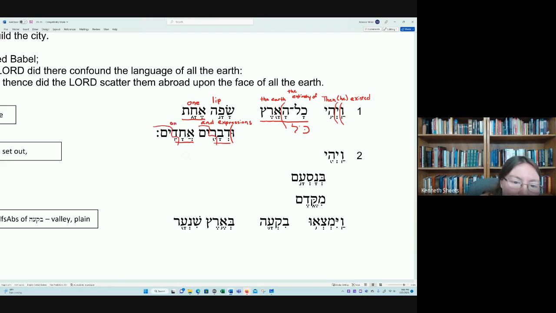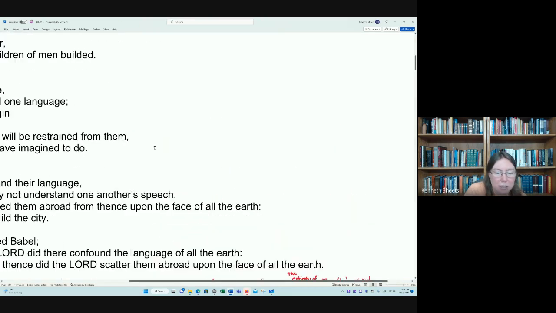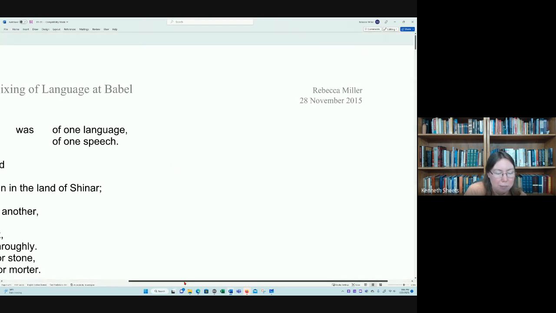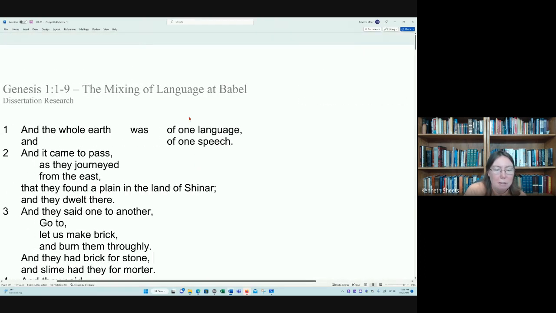So, ones. And expressions, ones. Now, that's kind of an interesting thing to think about. How can something that is singular be plural? And how then did the translators get from there to this idea of expressions ones to one speech? Well, I'm so glad you asked that question.